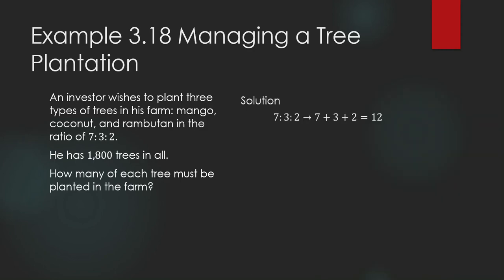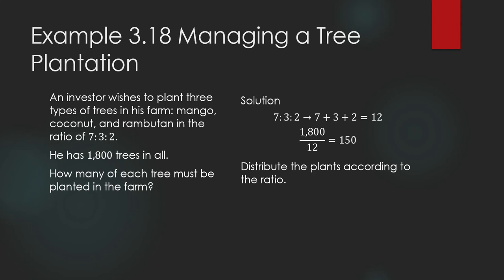First, we get the sum of the terms. 7 plus 3 plus 2 is equal to 12. We will divide the quantity, the size or the total number of trees, by 12, and it is equal to 150. So each part of 1,800 trees will have 150 trees. Okay? So we shall now distribute the plants according to the ratio.